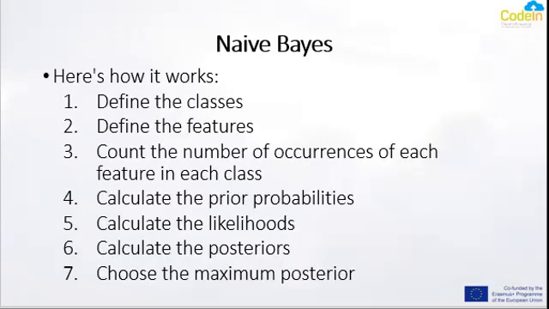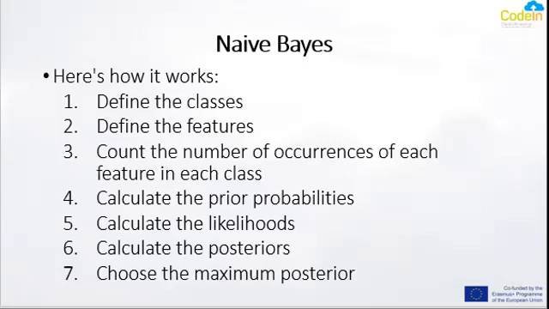Here are the steps for implementing the naive Bayes algorithm. Define the classes. The first step is to define the classes that you want to classify your data into. For example, if you're trying to classify fruits, the classes could be apple, banana, orange, etc. Define the features. Next, you'll need to define the features that you'll use to make your predictions. For example, in our fruit classification example, the features could be the color, size, and shape of the fruit.